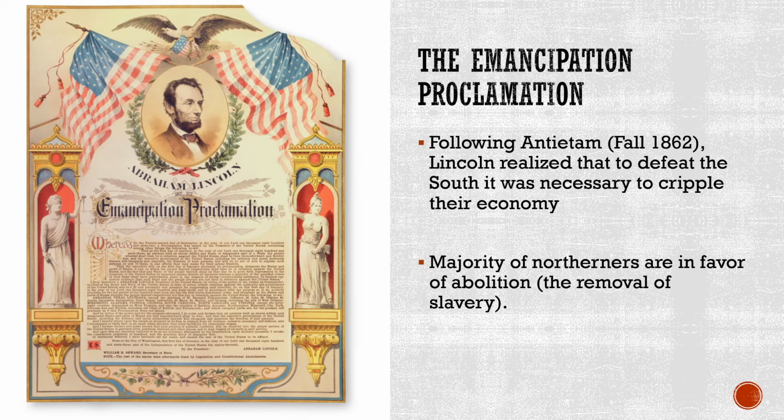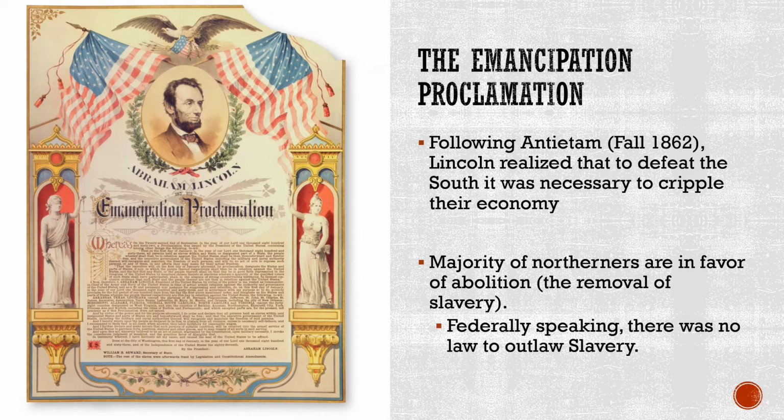Let's do this. The majority of Northerners are now in favor of abolition, the removal of slavery. Obviously, they have already said this before, but this is really something that they already believe in, right? So what is Lincoln going to do? Federally speaking, though, there was no law to outlaw slavery. Even beforehand, although the majority of Northerners were in favor of abolition, most states had outlawed it themselves. There was no federal law to say, hey, slavery is outlawed. On the contrary, according to the Dred Scott case, it said the exact opposite. It said it was permitted everywhere. So Lincoln will be giving this speech here.